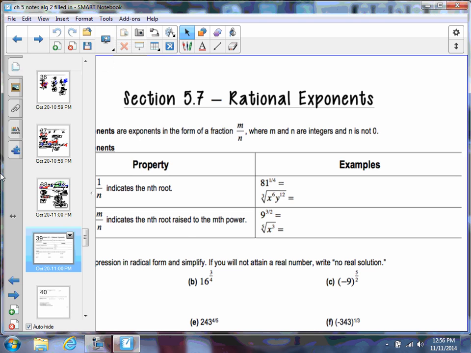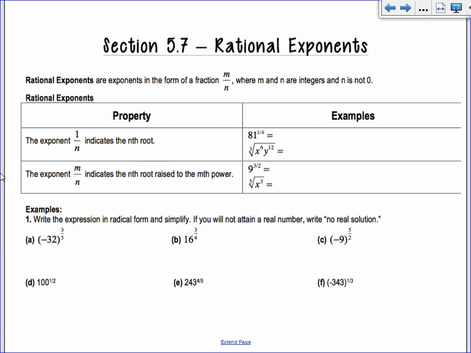5.7 is on rational exponents. Some of you have noticed the connection with this already, that things can be written with fractional exponents, but some of you are going to think this is new. Rational exponents are exponents in the form of a fraction, m over n. N can't be 0, so you can't have x to the 2 over 0. That doesn't happen. If you have an exponent of 1 over n, it indicates the nth root.